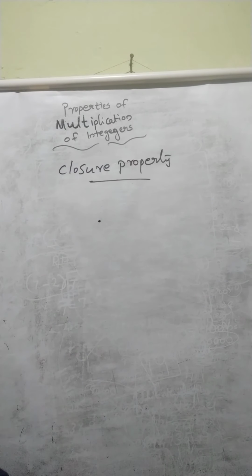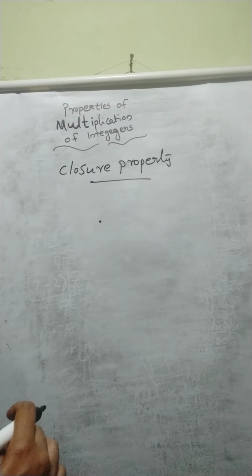First, closure property. As usual, when we are adding two integers, we have to get an integer as the answer. That is the closure property of addition. Then in case of subtraction, when we are subtracting two integers, we have to get an integer as the answer. That is the closure property of subtraction. Also, in case of multiplication, when we are multiplying two integers, we have to get an integer as the answer.